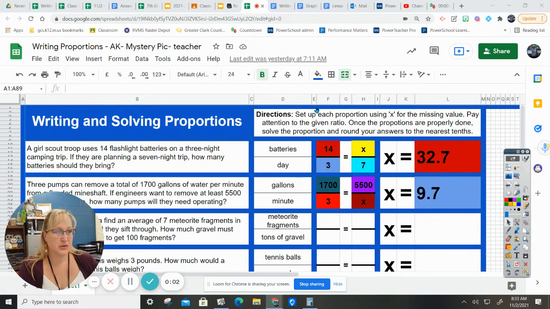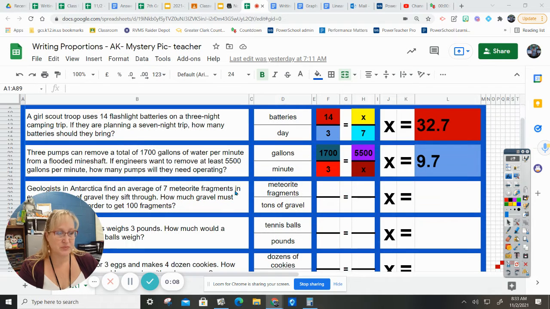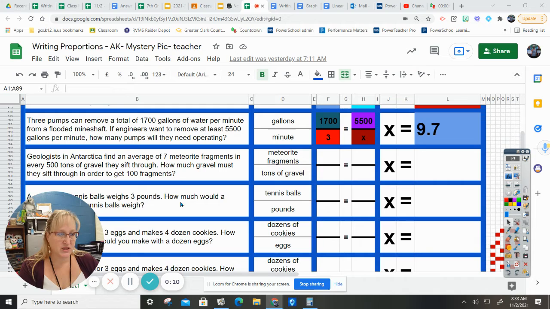Okay, this should be number 3 and number 4 of writing proportions, AK Mystery Teacher. So let's first read the problem, and it says, geologists in Antarctica find an average of 7 meteorite fragments in every 500 tons of gravel they sift through. How much gravel must they sift in order to get 100 fragments?